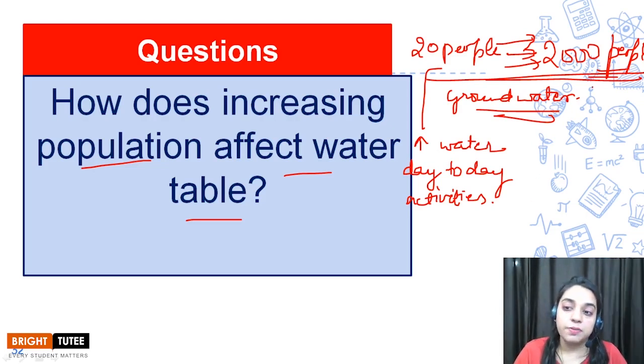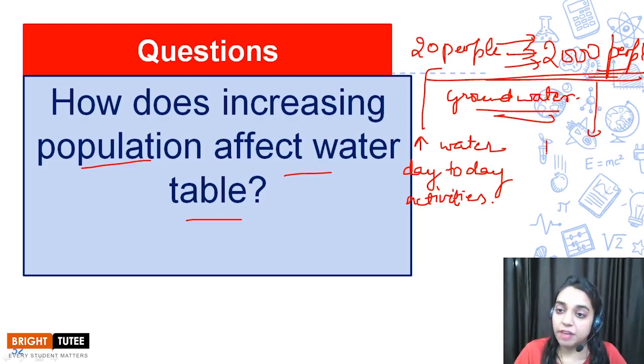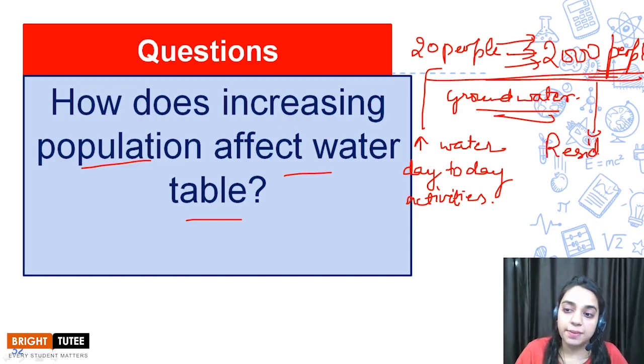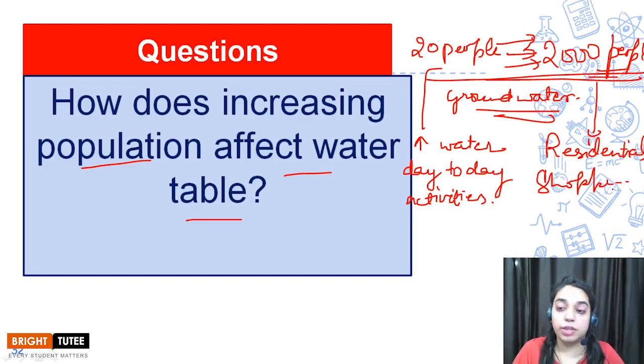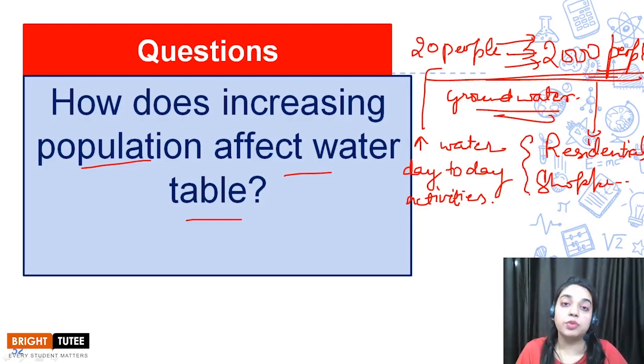Then children, with increasing population, there will be demand for more residential areas, right? And in order to create more residential areas and shopping complexes, malls, etc., or industries for that matter, we will have to do deforestation.